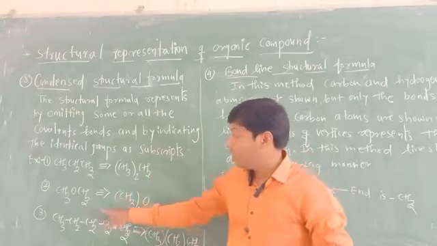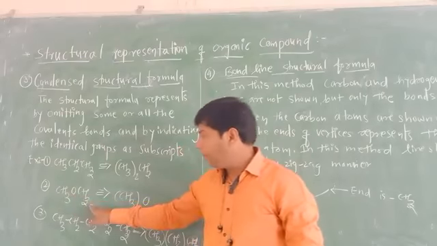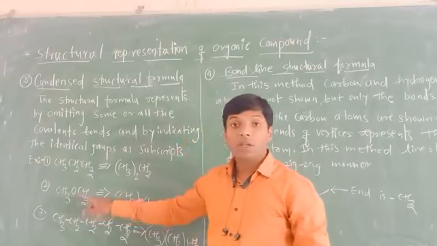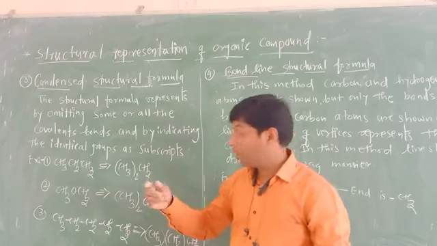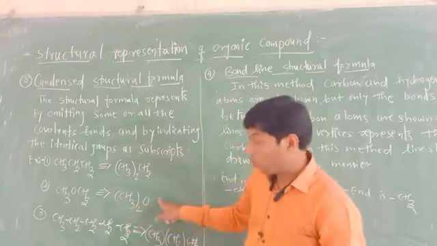Another example, CH3O, CH3. So in this example, CH3 and CH3 are there 2 times, so that's why I can write in the bracket CH3 twice, O.